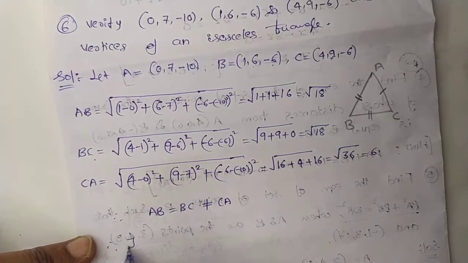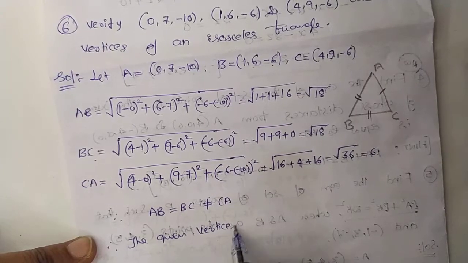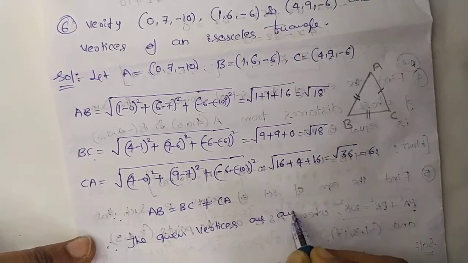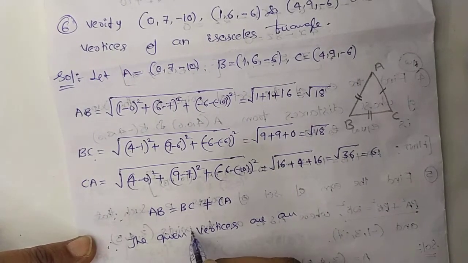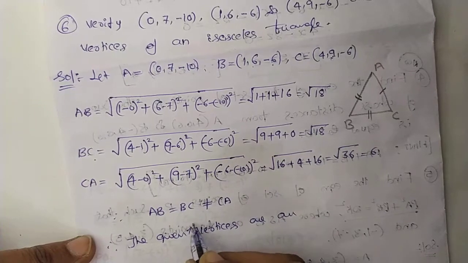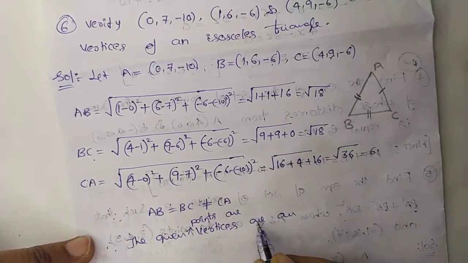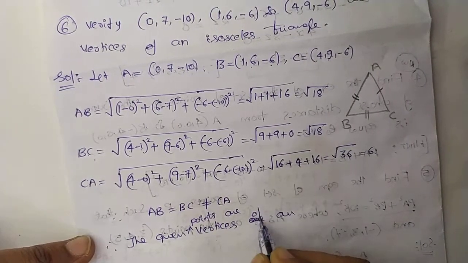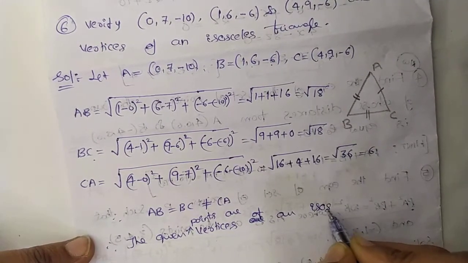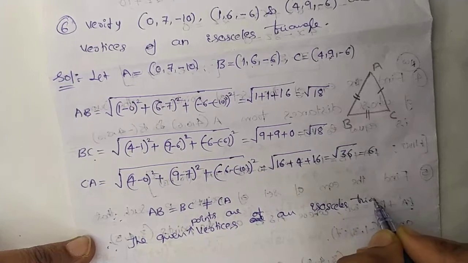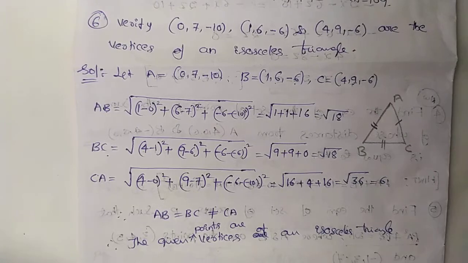Therefore, the given points are the vertices of an isosceles triangle. Hence, this is the solution for this question.